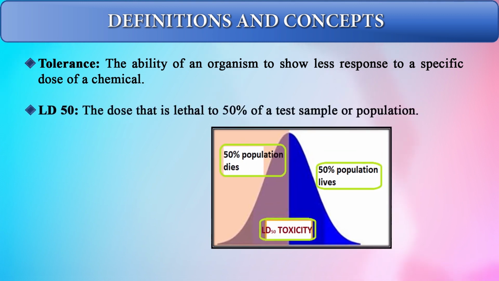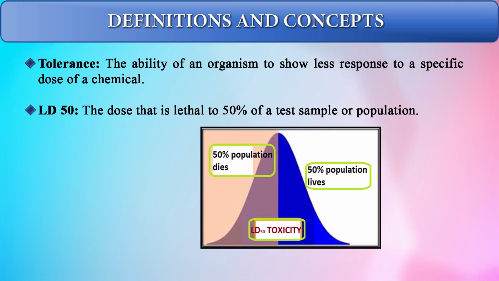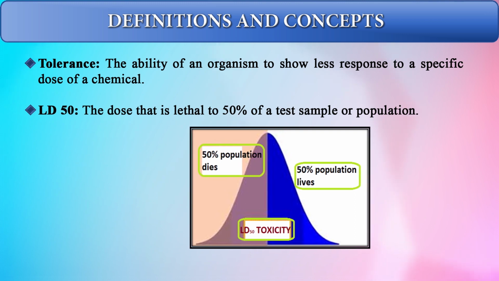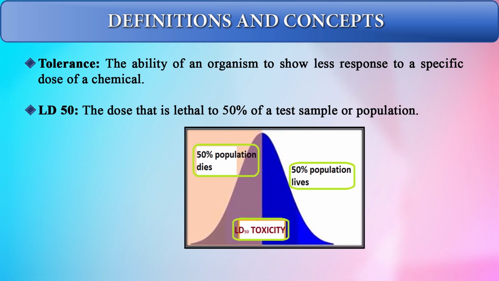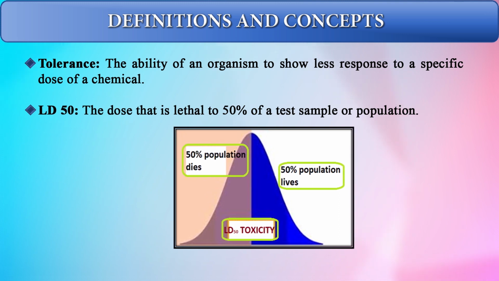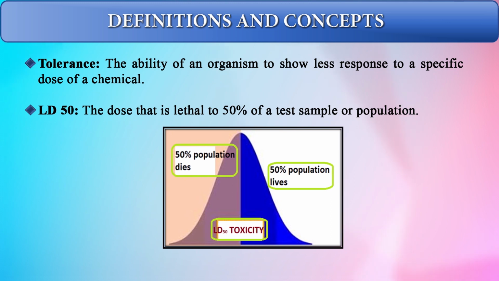LD50. These are also very important terms which are used in the discipline of environmental toxicology. It is the dose that is lethal to 50% of a test sample or a population. In this diagram you can see LD50 toxicity, where 50% of the population dies and 50% of the population lives. Basic concepts of toxicology: we again have the concepts known as systemic toxins and organ toxins.